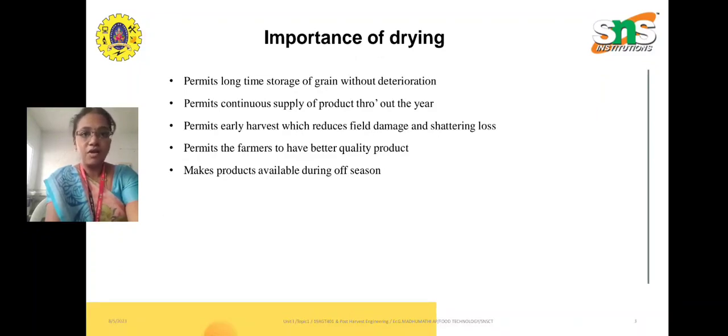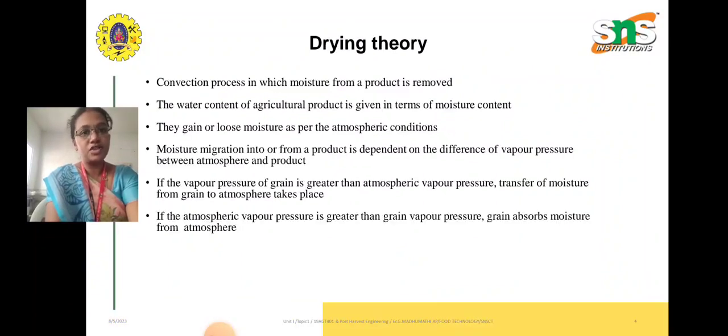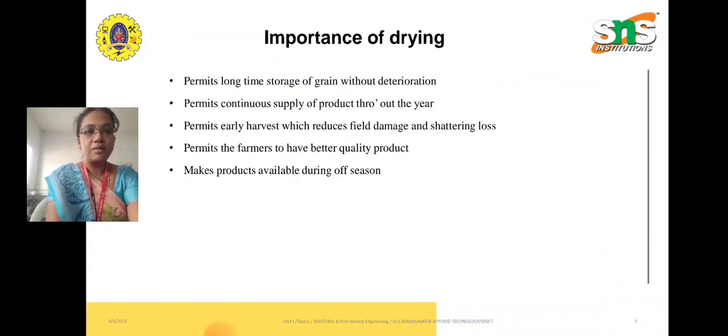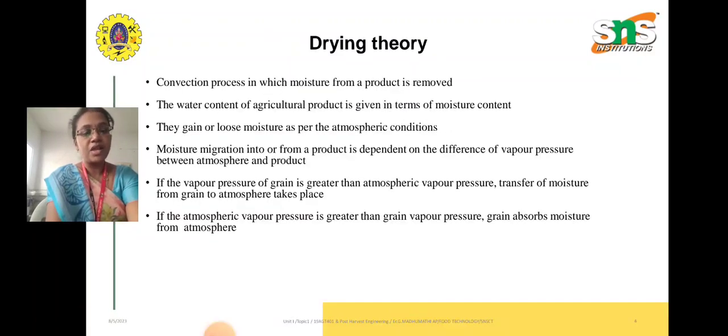And coming to the importance of drying, drying mainly permits long time storage of grains without any spoilage, and also it will permit continuous supply of the product throughout the year, and also will help to permit early harvest, which reduces the field damage and the losses due to shattering. Also, it will help the farmers to have a better quality product and also makes the grains available even during the off seasons.